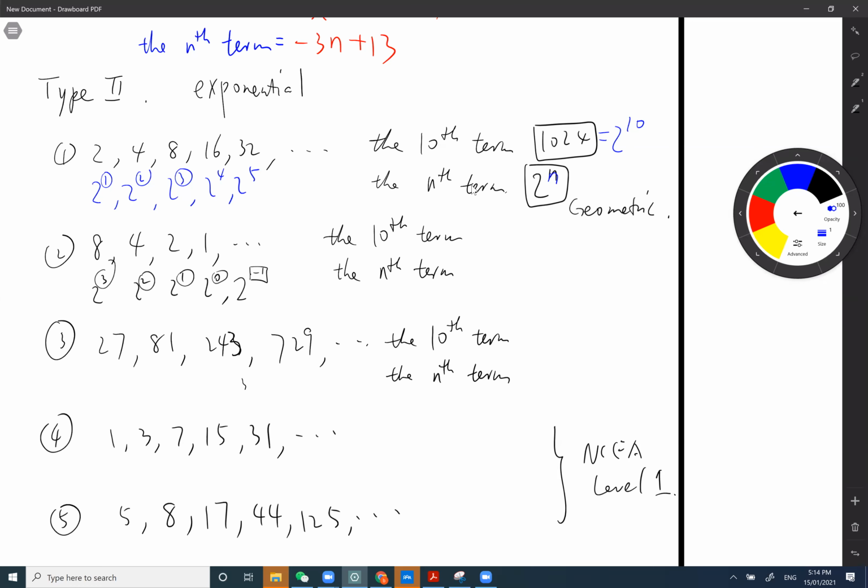Ethan, number 2. What's that? Me? Yes. Okay. 2 to the power 4 minus n. Very good. So this is the formula. And the 10th one: 2 to the power negative 6, 1 over 64.